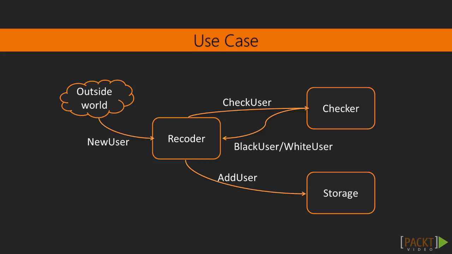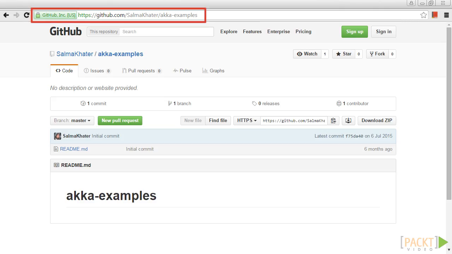In our solution, the recorder sends two types of messages. A message for the checker, where he is interested in the result, so this message will be an ask. And another message is to storage, where he is not interested in the result, so this will be a tell. You can access the source code from this link.